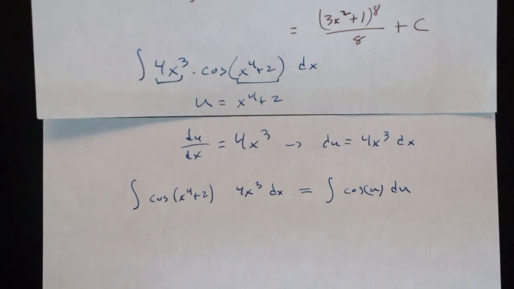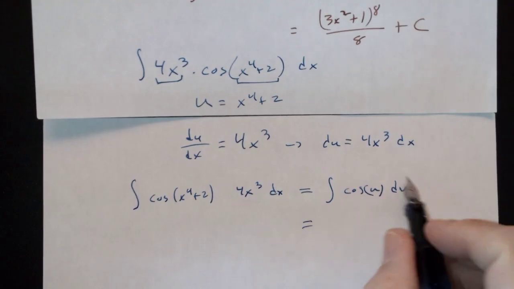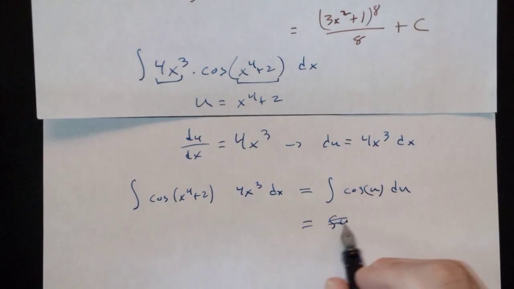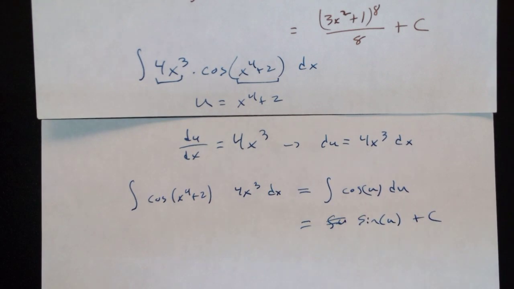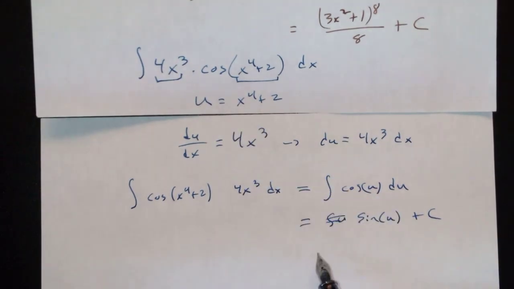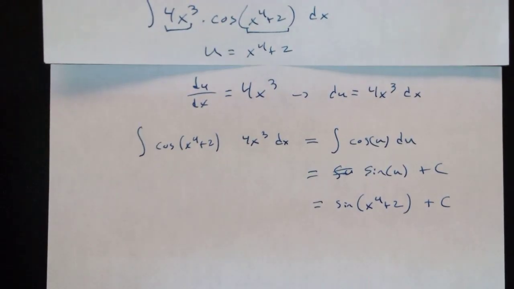What's something whose derivative is cosine? Except in this case, we're all in U. But if I start in X, I should end in X, flip back your substitution. Better, Jen? Wonderful.